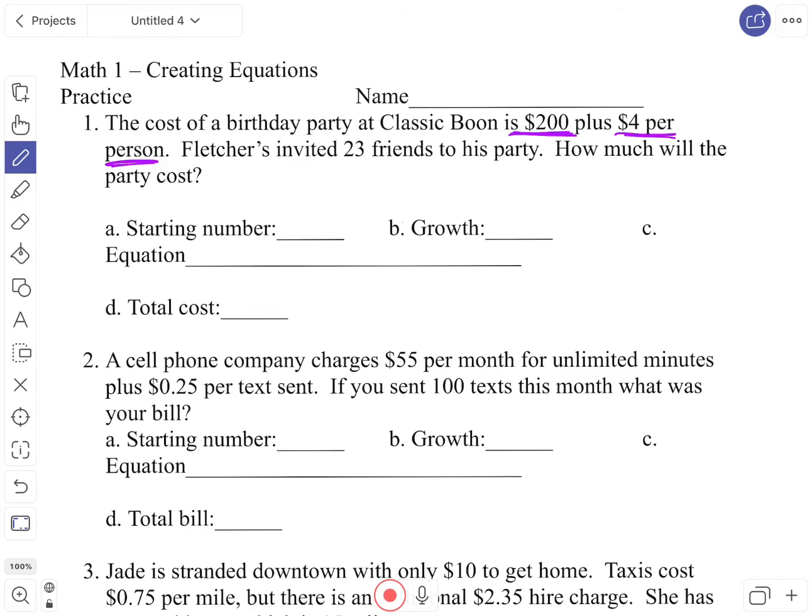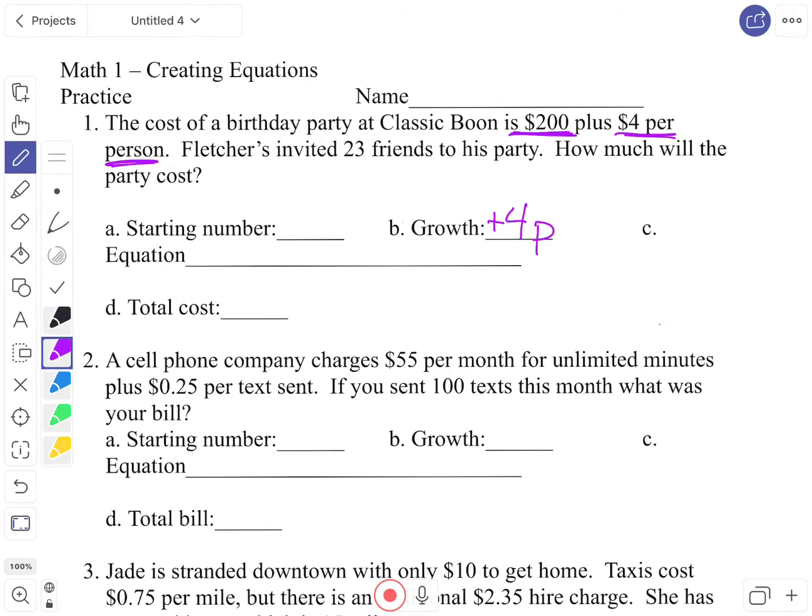Now that $4 per person would be the growth, right? For every person, we're spending $4. We're adding $4 to the cost there. So that growth is we're adding 4. And remember, with the growth, that's the one where the variable goes, because for each person, we're adding 4 that many times, right?